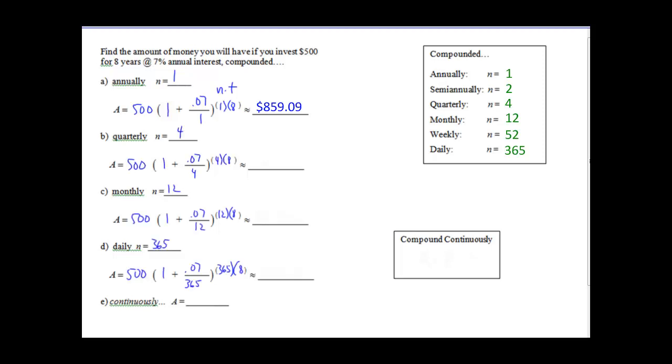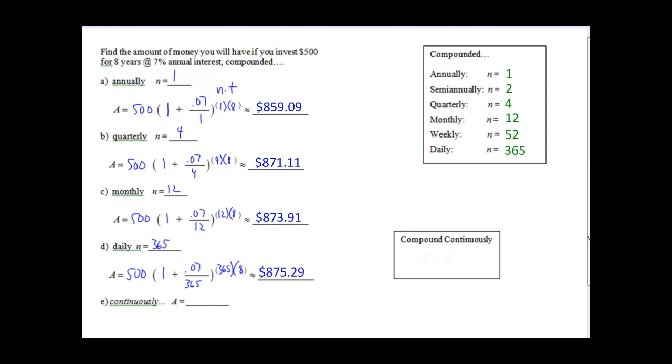Welcome back. If you notice, this is how it's written. Whatever we compound, we're just changing the denominator underneath the interest rate. So quarterly's 4, monthly's 12, daily's 365. We then have to multiply that 4 times the 8 years that we're going to compound it. So B should have been 871.11. C should have been 873.91. And D should have been 875.29.